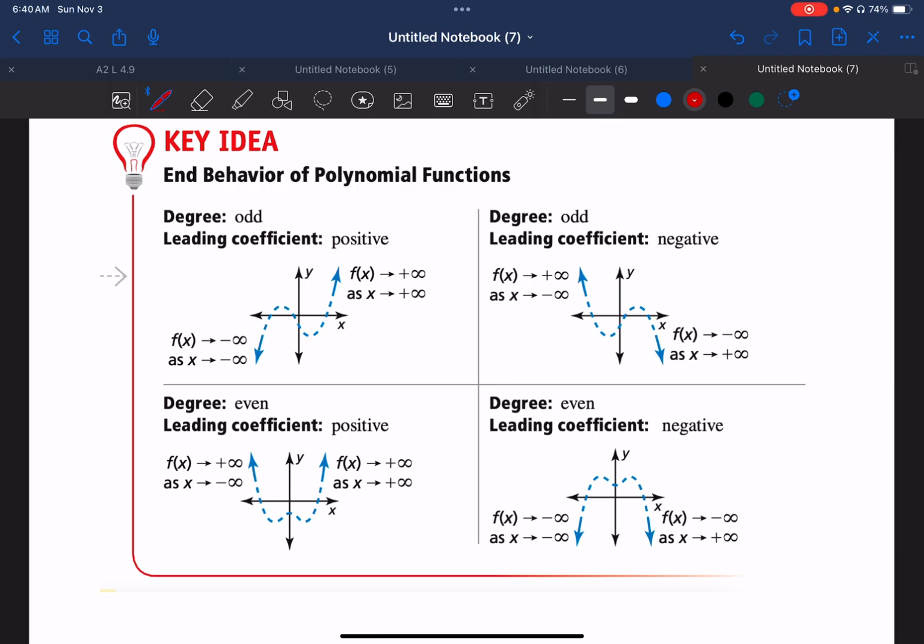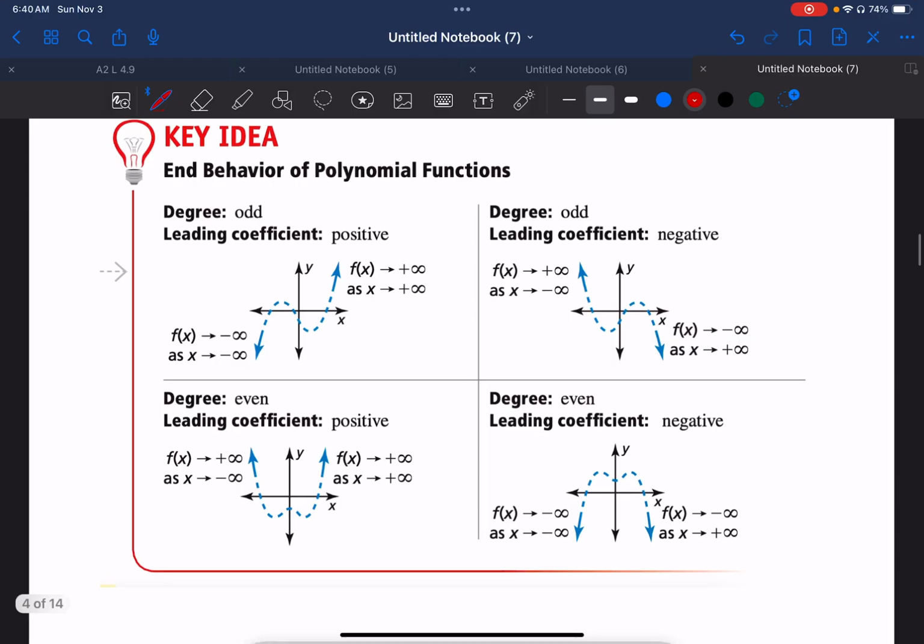Okay, so end behavior. This is something that comes right out of your book, and it talks about that exact same thing we talked about. Now let's start with the even degrees first. These are like your quadratic or quartic functions or beyond.